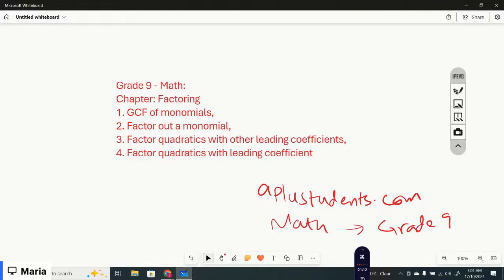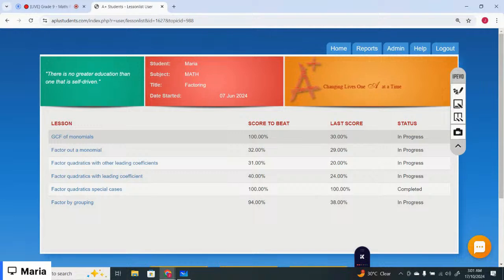There you can find a list of the chapters. We're going to start with the chapter GCF of monomials. Factor out a monomial. Factor quadratics with other leading coefficients. Factor quadratics with leading coefficients. So please make sure you have your notebook and pencil so that you can note down the important examples and definitions as well.